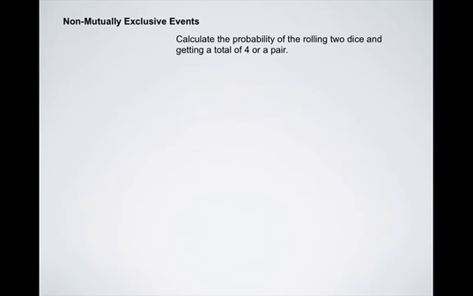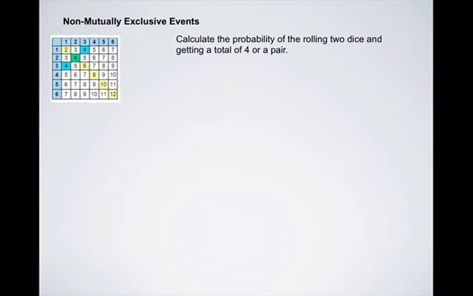So now we want to calculate the probability of rolling 2 dice and getting a total of 4 or a pair. So in this case, probability of rolling a 4 or doubles. If we take a look at this chart, you can see that in yellow are all the ways you can roll doubles. So you can roll 2 1s, 2 2s, 2 3s, etc. And in the blue, there's the ways that you can roll a 4. So you can roll a 3 and a 1, a 2 and a 2, and a 1 and a 3.